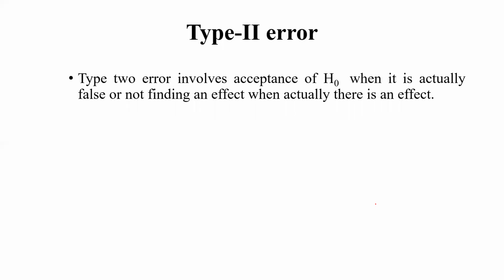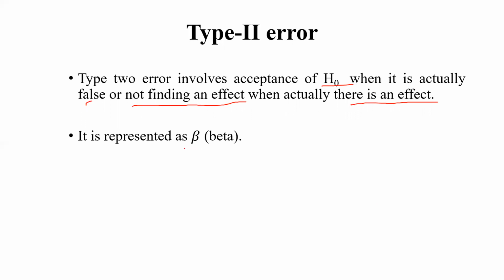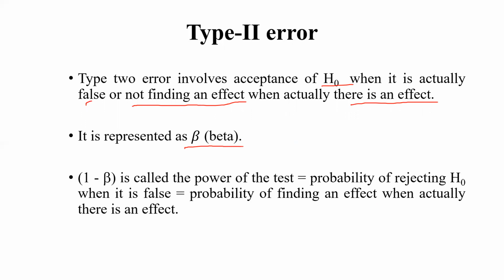Now we'll talk about type 2 error. Type 2 error involves acceptance of the null hypothesis when it is actually false, in other words not finding an effect when actually there is an effect. Type 2 error is denoted by the beta notation, and 1 minus beta is called the power of the test, or the probability of rejecting the null hypothesis when it is false, or the probability of finding an effect when actually there is an effect.